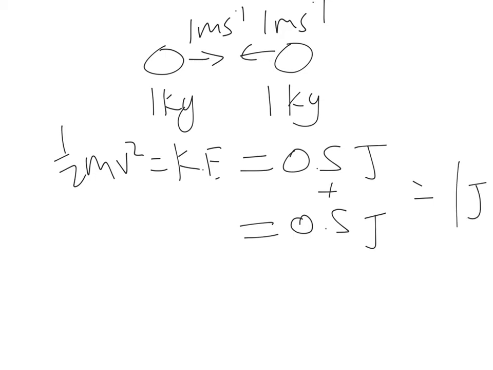Now, if we look at what happens after the collision, I won't go into too much detail because you should get this by now. If this ball is now travelling in that direction, and this ball is now travelling in that direction, then they just have the exact same velocity and the exact same mass, so we'd expect the exact same kinetic energies, and therefore the same total kinetic energy at the end. So what you had at the beginning is what you have at the end.